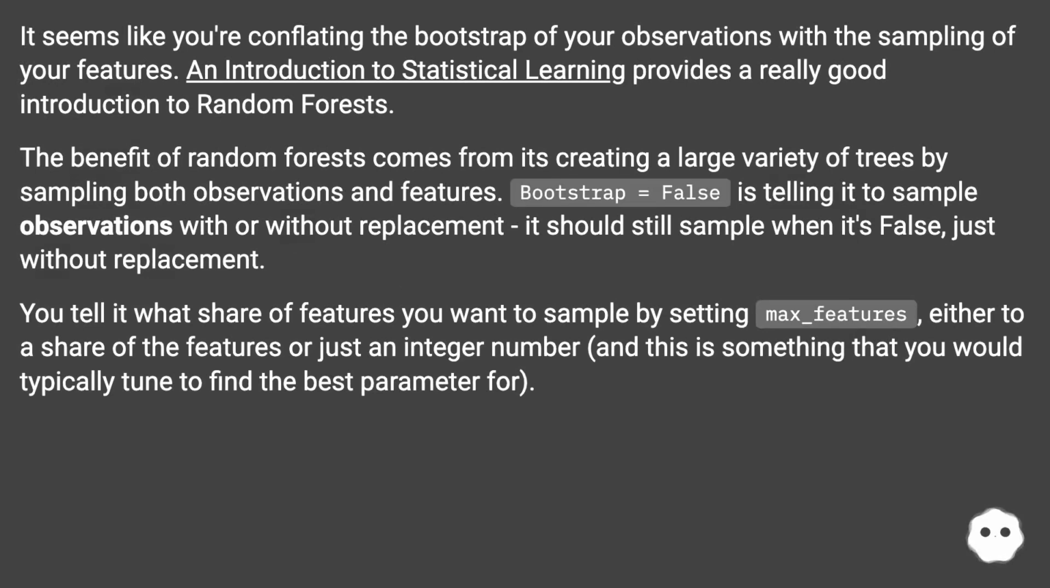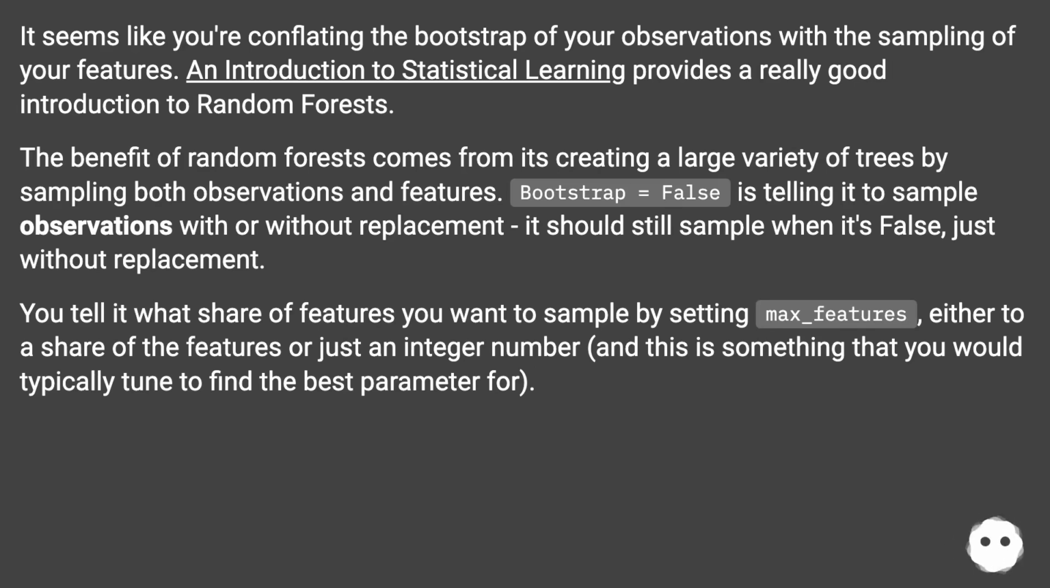It seems like you're conflating the bootstrap of your observations with the sampling of your features. An Introduction to Statistical Learning provides a really good introduction to random forests. The benefit of random forests comes from its creating a large variety of trees by sampling both observations and features. Bootstrap equals false is telling it to sample observations with or without replacement. It should still sample when it's false, just without replacement.